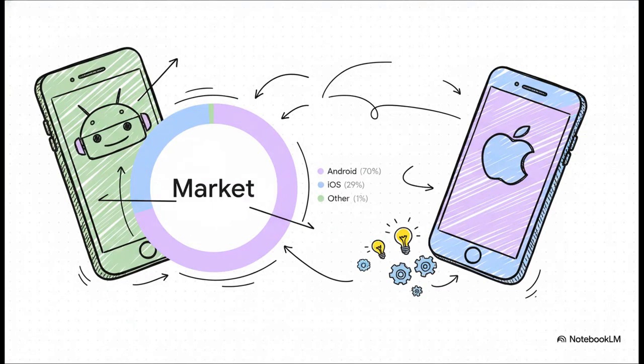So, first things first, let's just appreciate the world we're playing in. The mobile market is absolutely massive, and it's basically a two-horse race. You've got Android and you've got iOS, and together they own pretty much everything. Now, this isn't just a fun fact, it's the number one challenge that every single app developer has to solve.